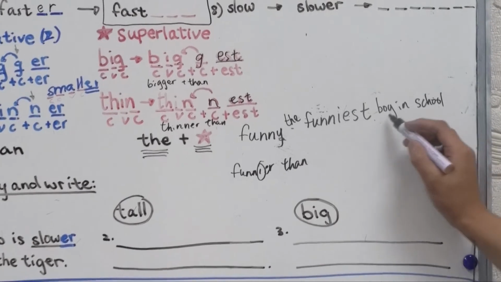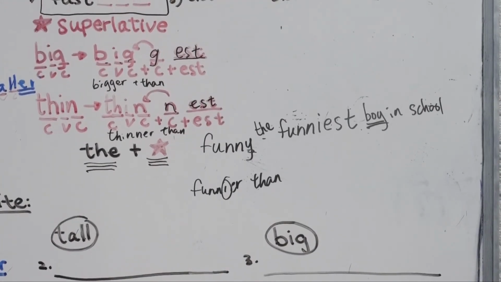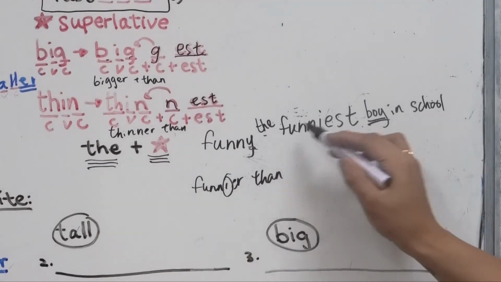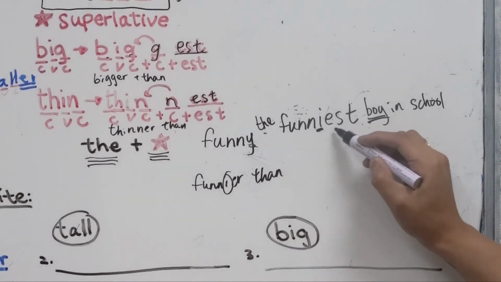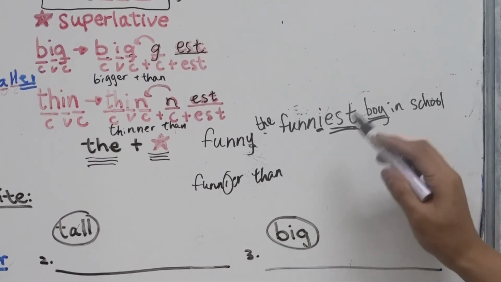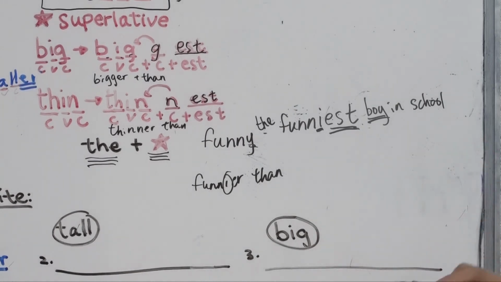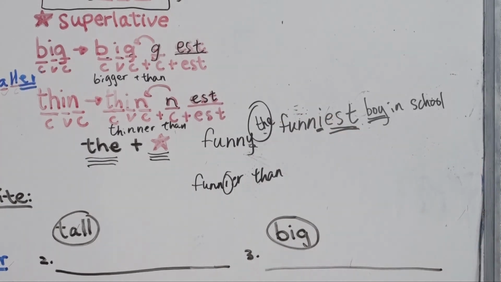That means in school maybe I have 100 boys, right? I have 100 boys in school, but only one boy is the funniest. One boy is the funniest. Change Y to I and then EST. Same as the comparative, right? Change Y to I and add ER. But this one is EST. And there is no than. Than will change to the, and then it will go in the front, right? In the front. The funniest boy in school.